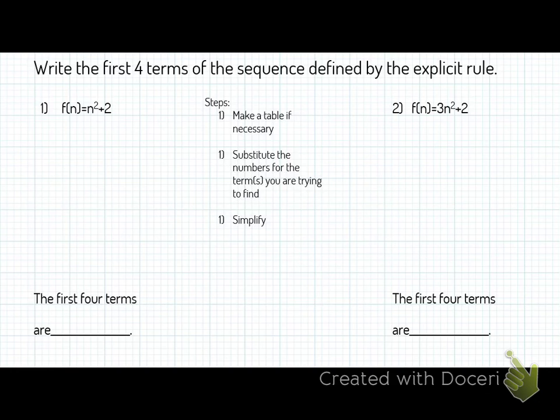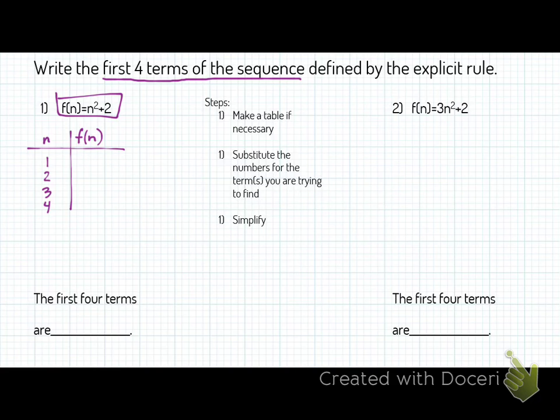Okay, eyes up here. I want to teach you because I know a lot of you haven't seen this before. So what I want to do when I figure out my terms, it's saying the first 4 terms. So I'm reading my directions. Write the first 4 terms of the sequence defined by the explicit rule. Here's my explicit rule. I'm going to make a table first. Not an x, y table, but an n and f of n table. And it's asking for the first 4 terms, so you could just put 1, 2, 3, 4. You see that? Good.